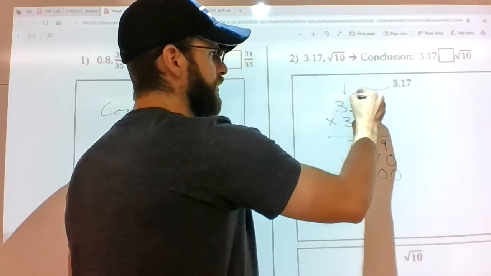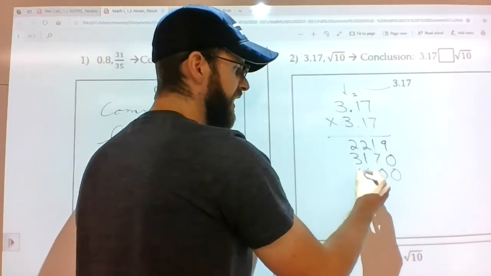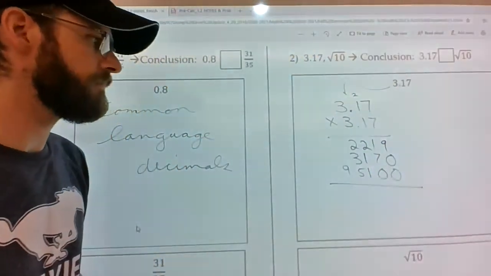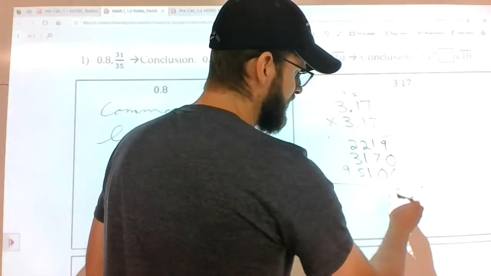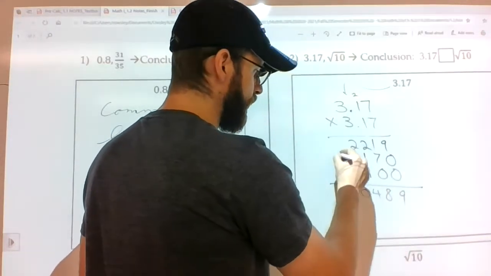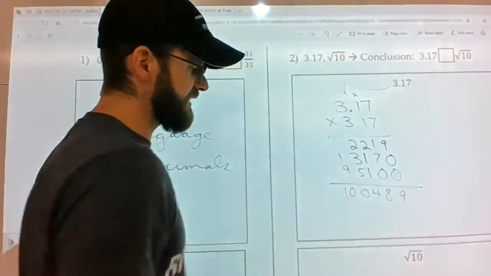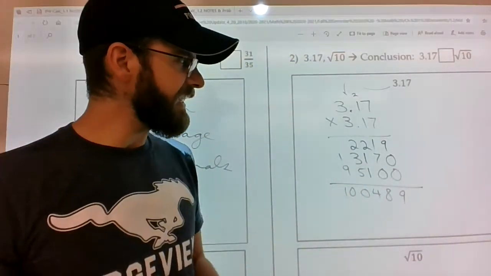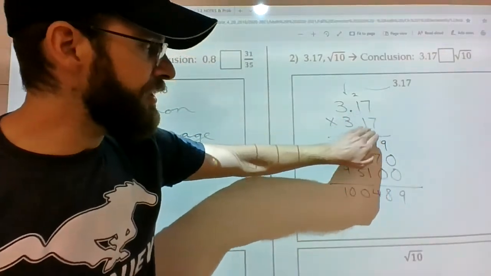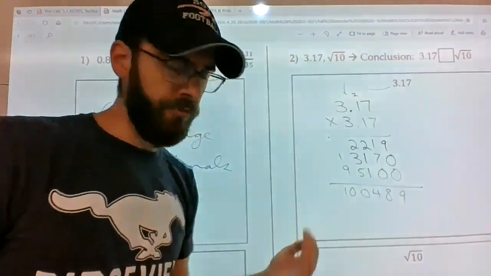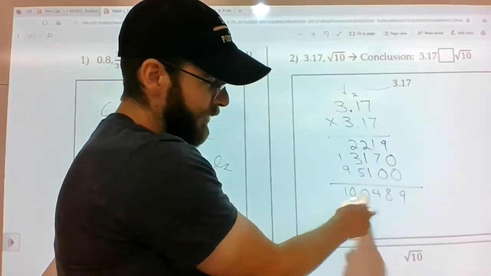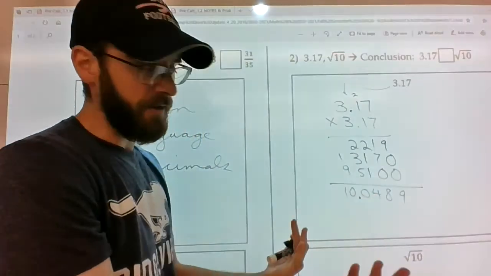3 times 7 is 21. 3 times 1 is 3 plus the 2 is 5. That carried over, and then 9 here. All right, so you got 9, 8, 4. 8 plus 0 is 10, with a 1 left over here. So you got 10, 0, 4, 8, 9. Remember, 2 decimals each means there's going to be 4 digits that need to move. Which makes sense. 3 times 3 is 9. It would be 10 point something and not 100 point something.